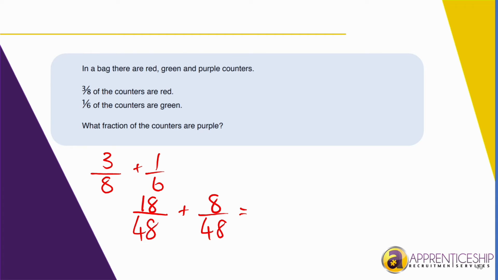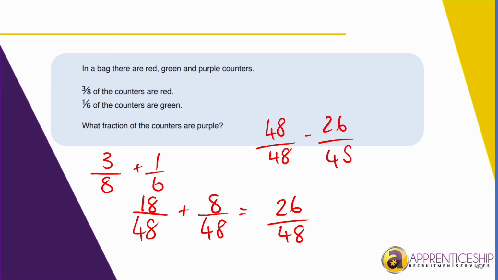So we add these together, it's going to be 26 over 48. So the total would be 48 over 48, take away 26 over 48. So 48 take away 26 is going to leave us with 22 over 48. If it asks us to simplify, we could divide top and bottom by 2, which would be 11 over 24. If it says simplify, simplify because you'll lose a mark. If it doesn't say simplify, save yourself some time.